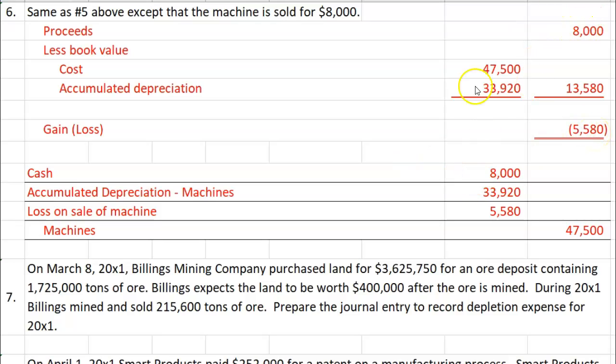Debit cash for the $8,000 of cash received. Again, debit accumulated depreciation dash machines, $33,920 to remove it from the books. And credit machines, $47,500 to remove the cost of the machine from the books. And debit loss on sale of machine, $5,580. So debit cash, $8,000. Debit accumulated depreciation dash machines, $33,920. Debit loss on sale of machines, $5,580. And credit machines, $47,500.